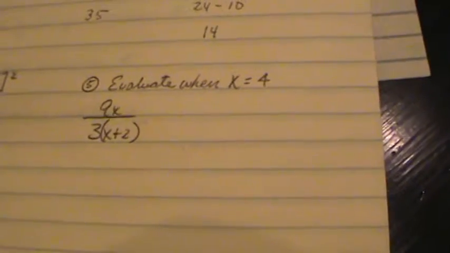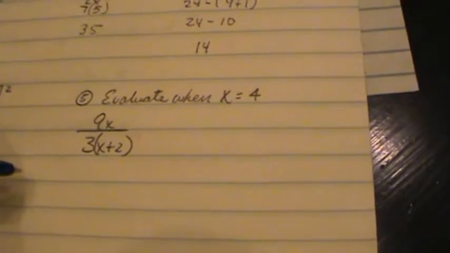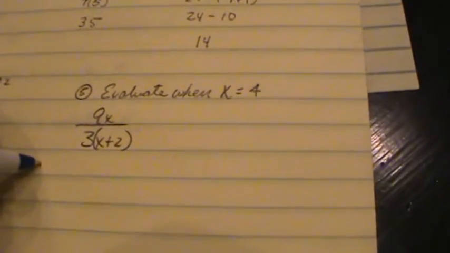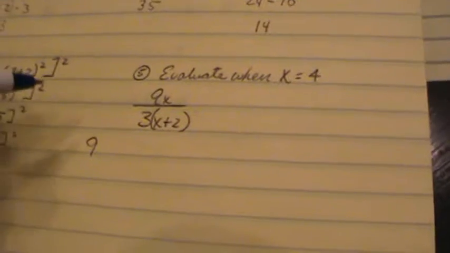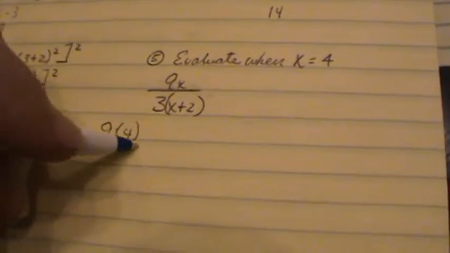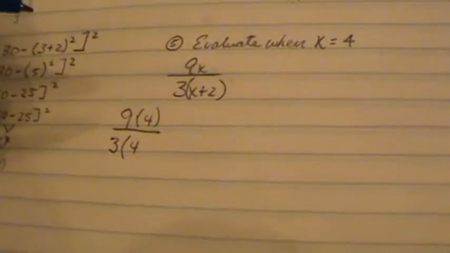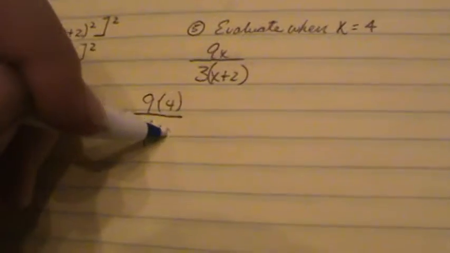The last problem is evaluate this expression, 9x over 3x plus 2, when x is 4. I'm going to plug in like I told you to do previously. So I'm going to say 9x. X is 4. They already told us that. Okay? Over 3 times x, which is 4, plus 2.